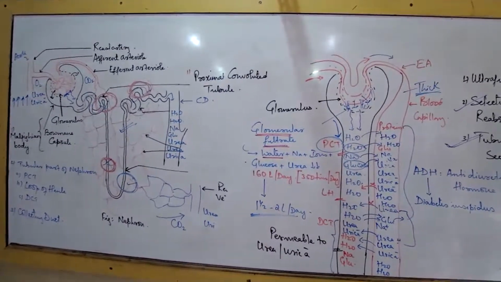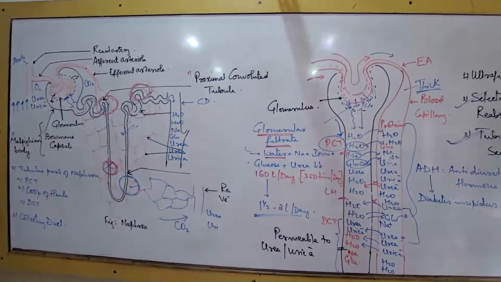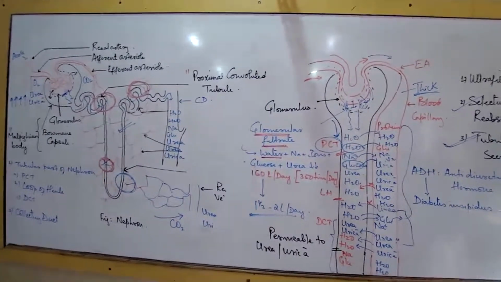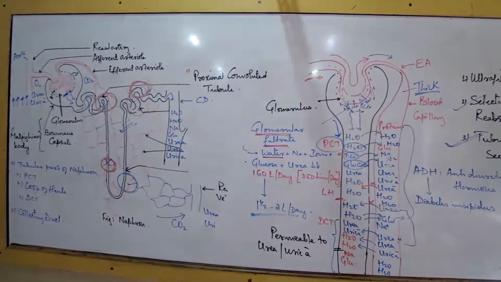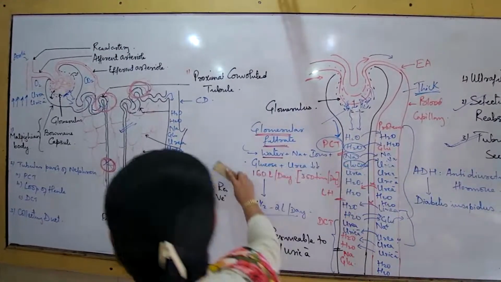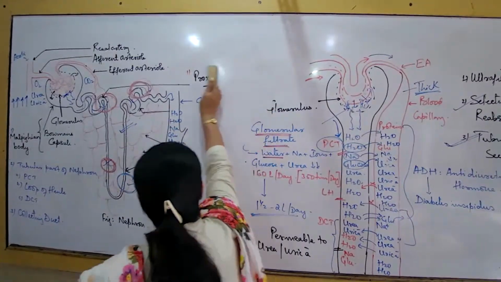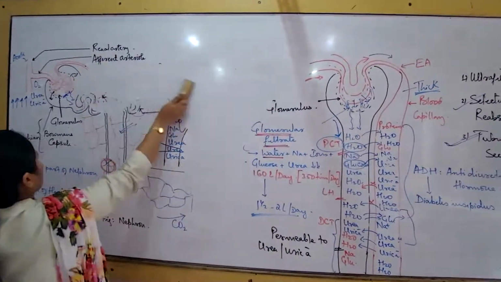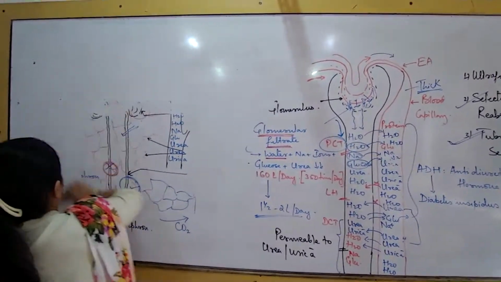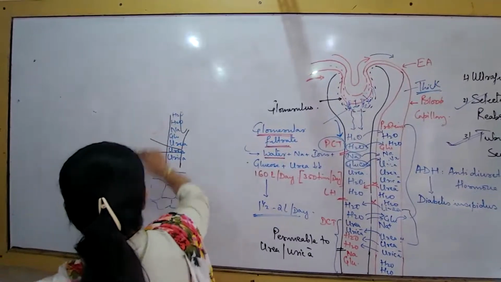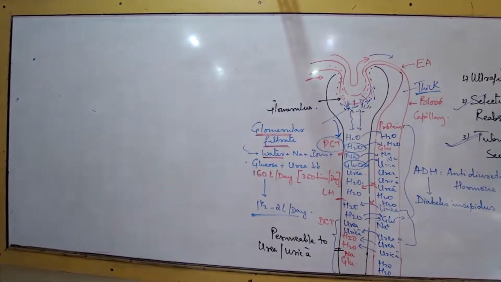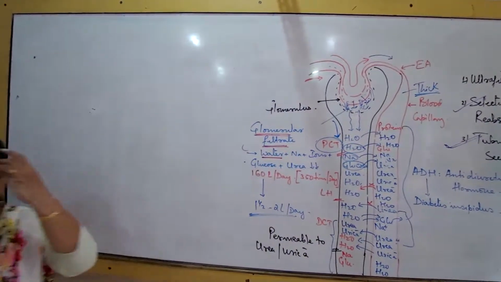Selective reabsorption means diffusion of essential substances from the tubular part of the nephron towards the blood vessels. Full stop.